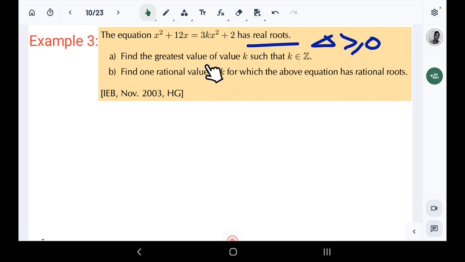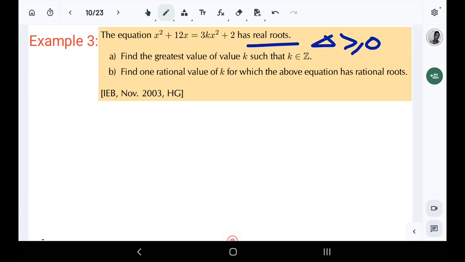Find the greatest value of k such that k is an element of integers. The equation has real roots. Integers means whole numbers, which include negative numbers and 0 in the middle. So now how do we do that? First, we figure out what the discriminant is. And before we can do that, we rearrange this equation in standard format.